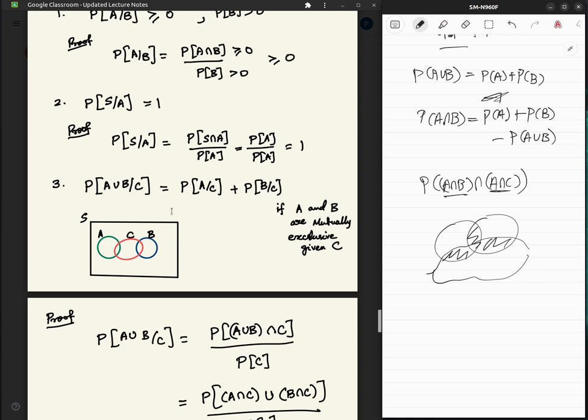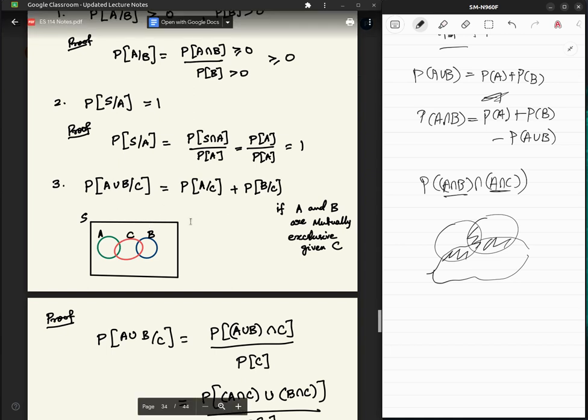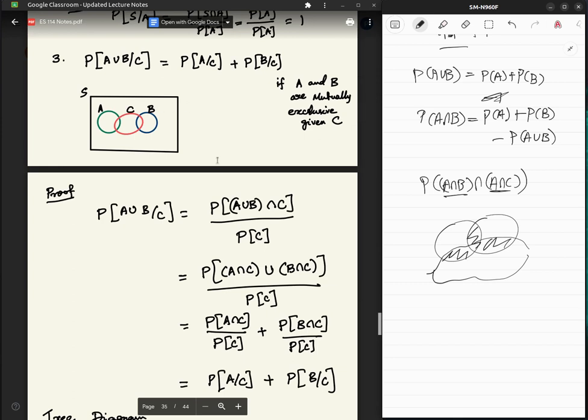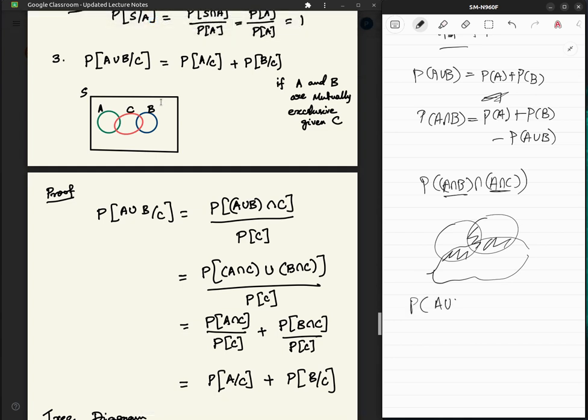Okay, A union B given C, sure, you can write it like that if A and B are mutually exclusive. This is weird, but then A and B are not independent. Whatever. I don't want to be proving this. This is looking doable, right? And C is also not independent or anything. This is just a property of A union B intersection C, all of that upon probability of C, right?